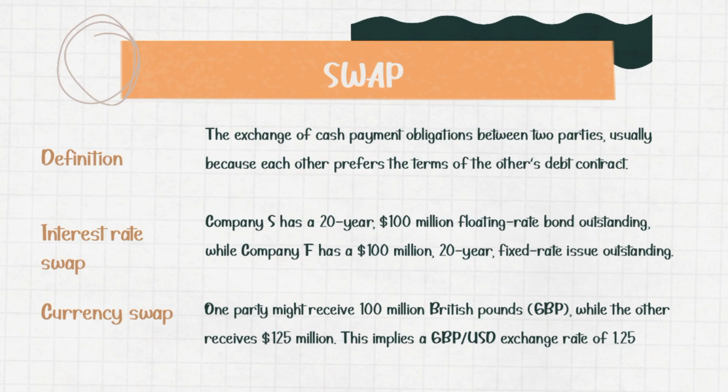And then, another type of swap, currency swaps, are similar to interest rate swaps. In a currency swap, the counterparties exchange given amounts in the two currencies. For example, one party might receive 100 million British pounds while the other receives $125 million. This implies a GBP over USD exchange rate of 1.25.